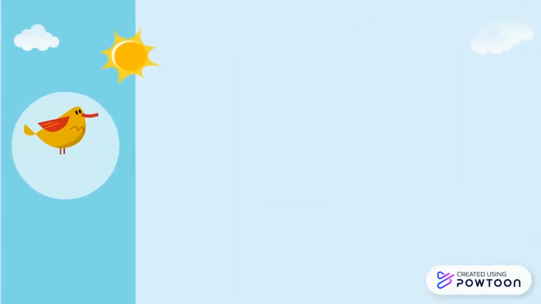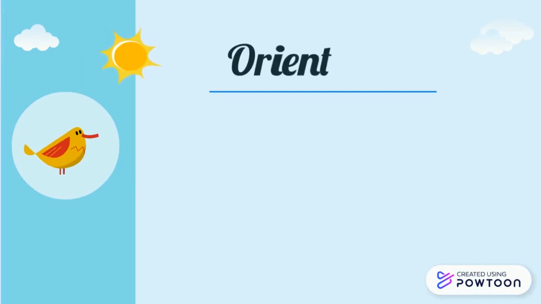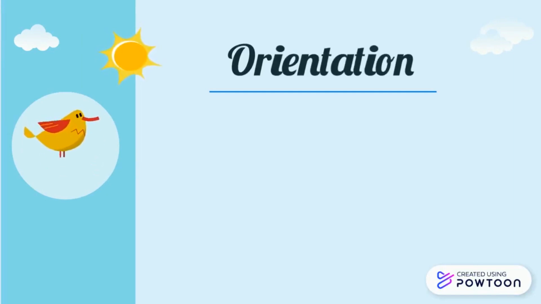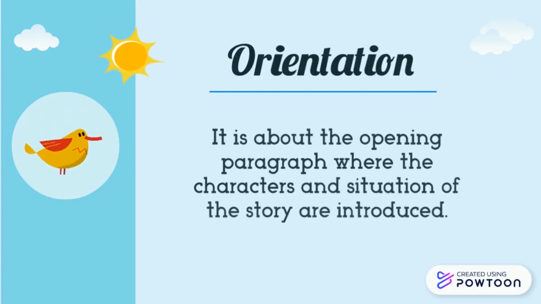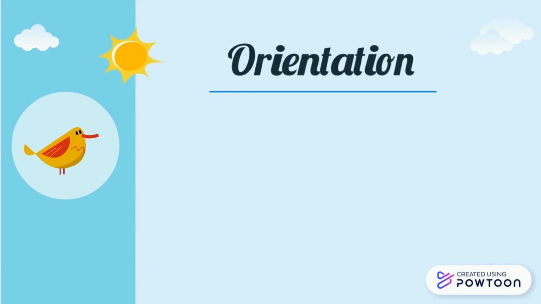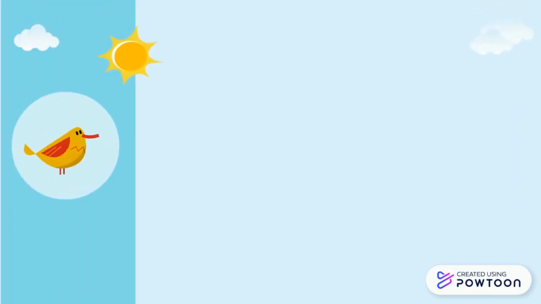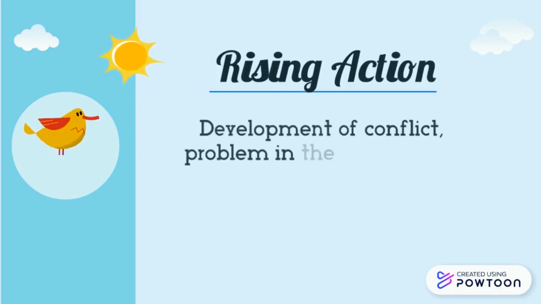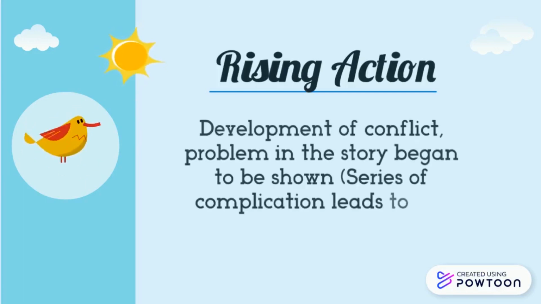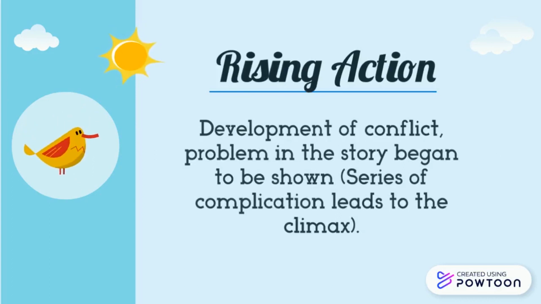The first generic structure is orientation. Orientation is the opening paragraph where the characters and situation of the story are introduced. The second generic structure is rising action. It is the development of conflict. Problems in the story begin to be shown. It is also a series of complications that leads to the climax.